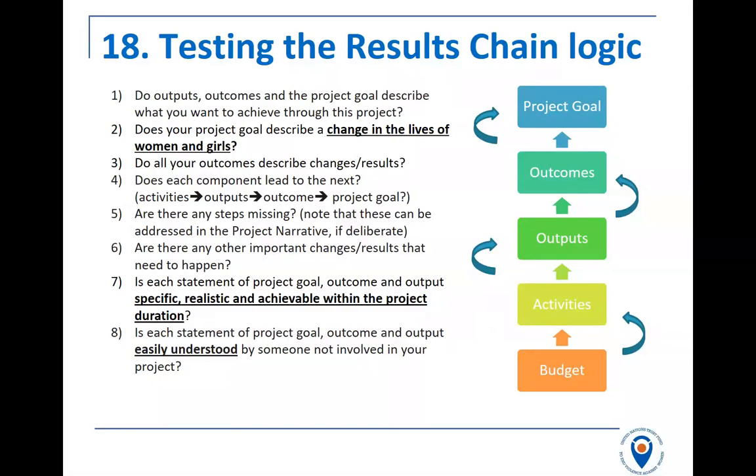Is each statement, as written, very clear, specific, achievable? It's very useful to put months and dates in the results, that you wish to achieve something by May 28, 2019. Make it time-bound, and make sure it's easily understood. So do reflect on your results chain over the next few months and make sure that it's very clear and meets all these criteria.